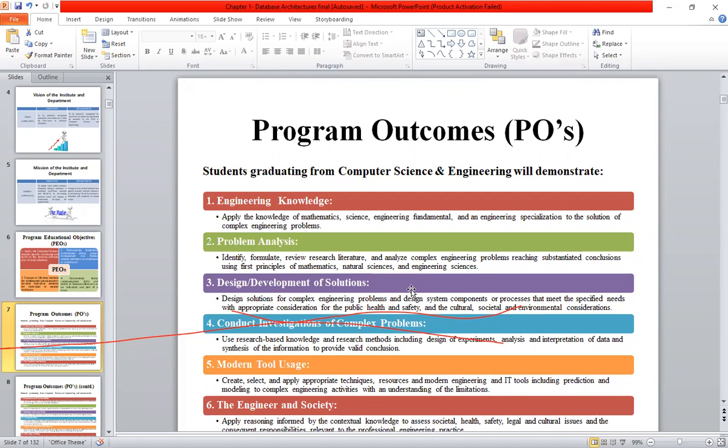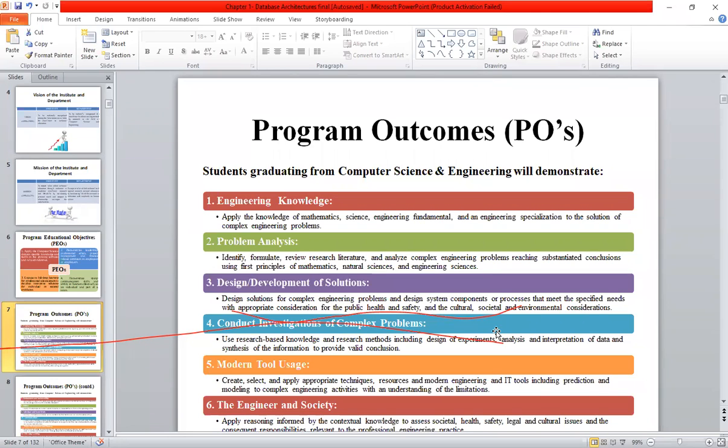The first program outcome is engineering knowledge. After completion of your degree, what are the program outcomes? Whatever things you learn during your engineering degree, this engineering knowledge, we are going to apply the mathematics, science, engineering fundamentals and engineering specialization for the solution of complex engineering problems.